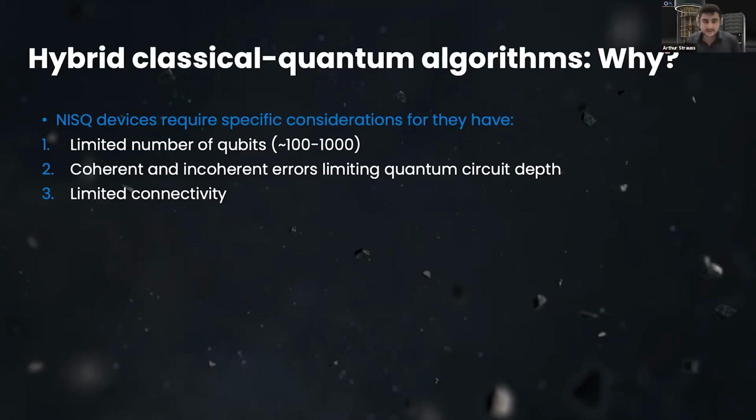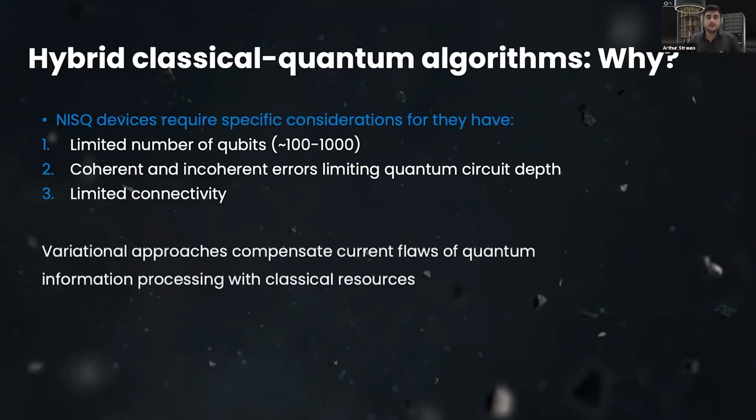So the way of thinking in the past few years was to ask: can I compensate for those current flaws of the quantum hardware with the resources that I know very well, which are classical resources? Can I think about algorithms which combine classical resources, which are very reliable, and quantum computing, which might already in the NISQ era indicate some very interesting results?